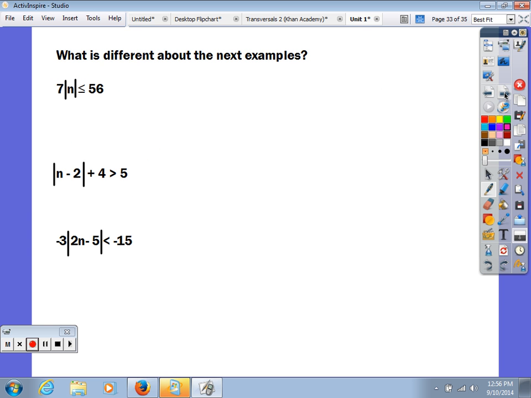Okay, moving on, we're going to do a few more. Here, if I do have this example, I can't go ahead and make my two cases because your absolute value has to be isolated. So you have to get this by itself first. So what I'm going to do is isolate just the absolute value. Here I can see this says 7 times the absolute value of n. The way that I move over the 7 and isolate the absolute value is to do opposite operations. So instead of multiplying by 7, I'm going to divide by 7. Then I would have the absolute value of n is less than or equal to 8.